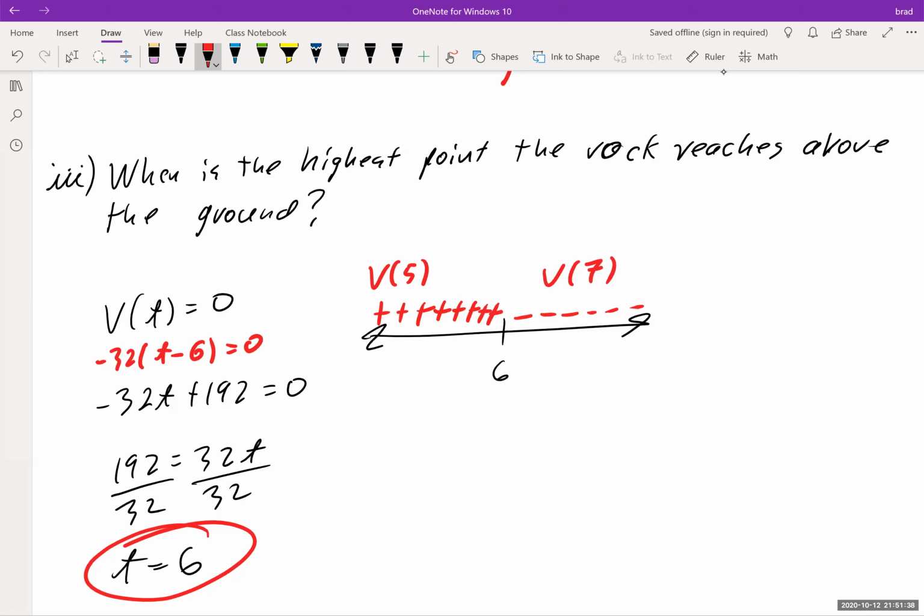But again, think about it. It slows down at its peak, and once it reaches its peak, it's falling back to Earth again, so it's speeding up again. So we know that we go from plus to minus, and that is my highest peak right here. So I know it's at t equals 6 seconds. And that would be it for this one.